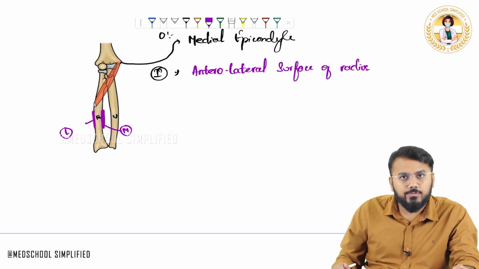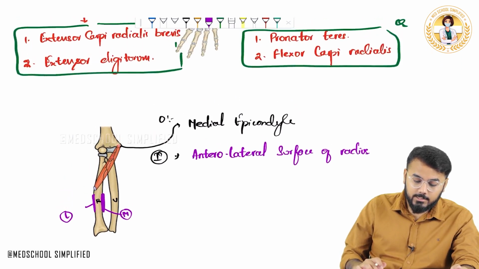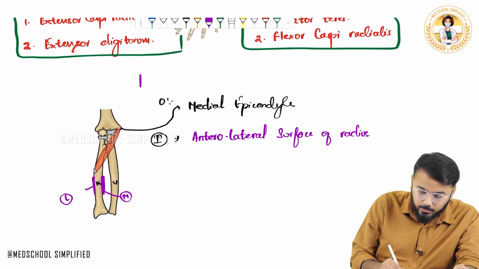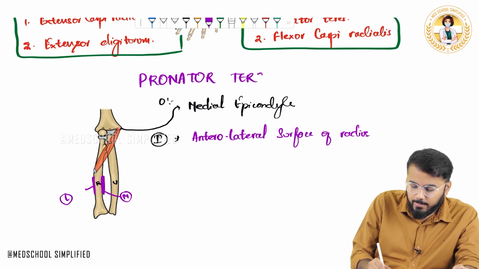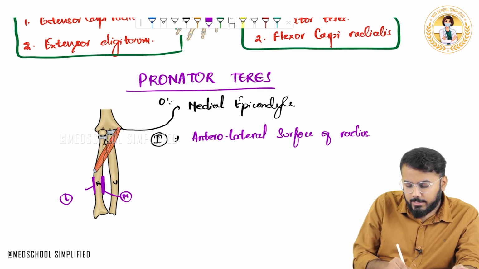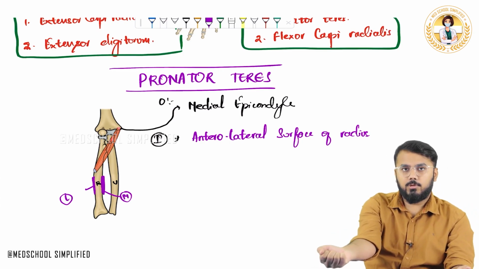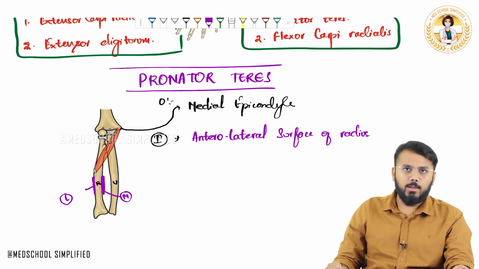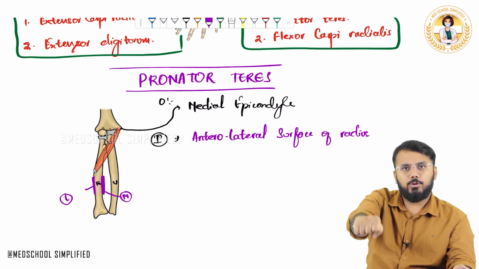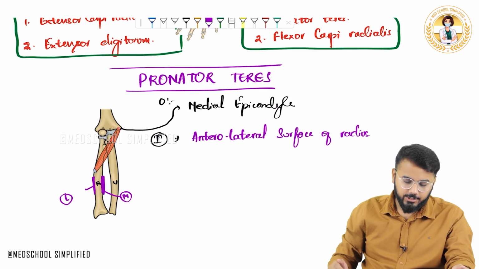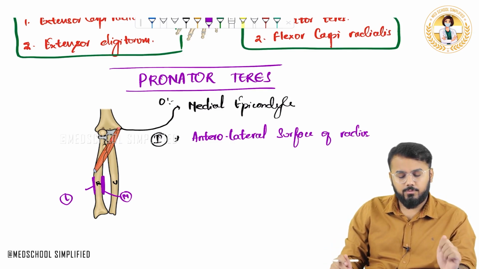And what is the action of this muscle? As the name suggests, this muscle is pronator teres. It is responsible for pronation of your forearm. This is called pronation, and this is called supination. So it is responsible for pronation of your forearm.